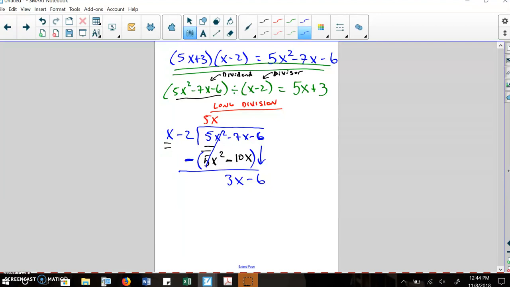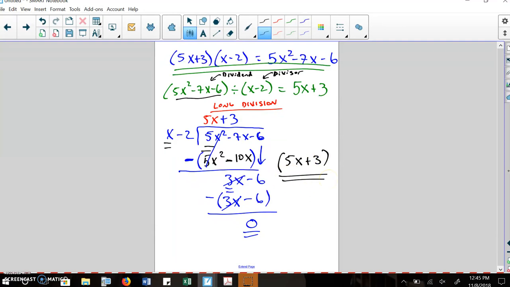Once again I ask myself, x times what gives me 3x? The answer to that would be positive 3. Then I'm going to distribute this positive 3. 3 times x is 3x. 3 times negative 2 is negative 6. And if I subtract these, the 3x and the 3x will cancel, and negative 6 minus negative 6 becomes negative 6 plus 6. I get a remainder here of 0. So as we see, the answer that we get when we divide these is, as we expected, 5x plus 3.